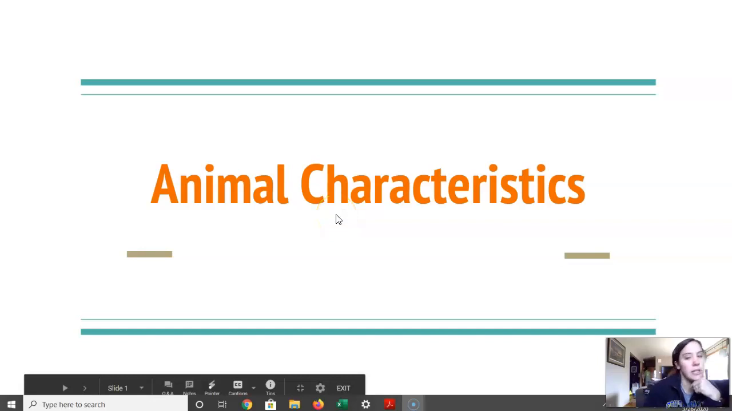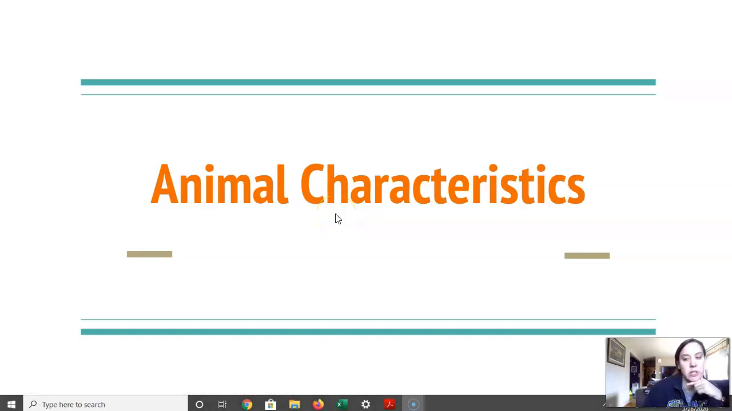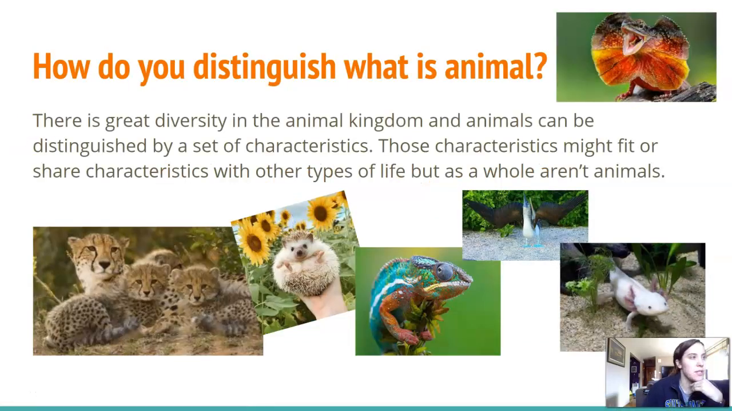Bio students, today we're going to talk about animal characteristics. So we're going to start our introduction into the animal unit. So first, how do you distinguish what an animal really is? There's a great diversity in the animal community, and animals can be distinguished by a set of characteristics.